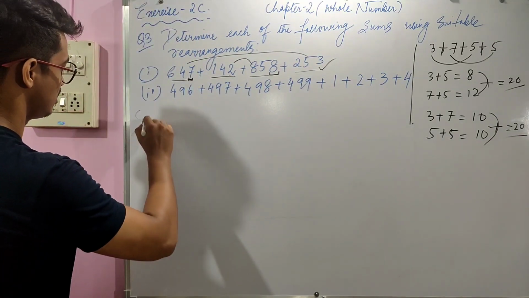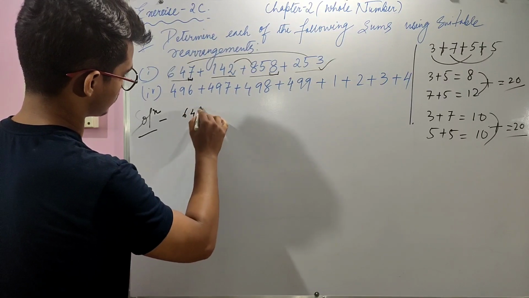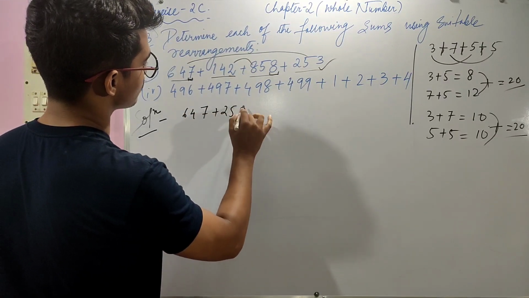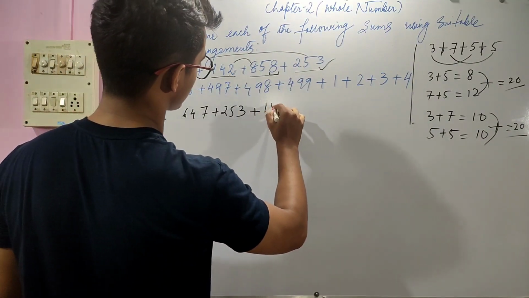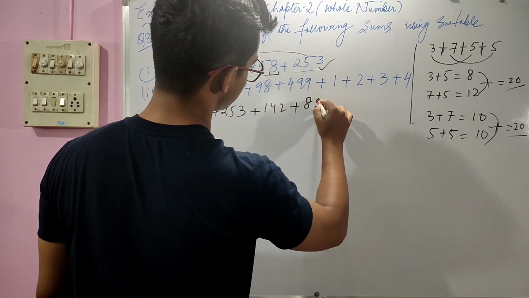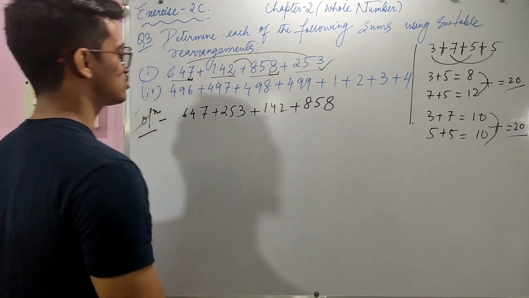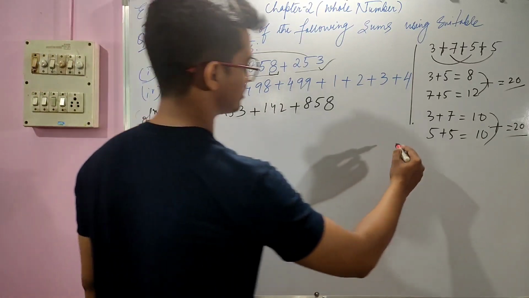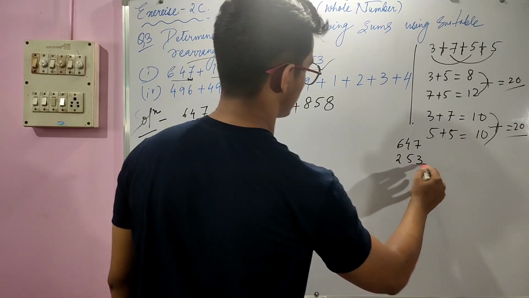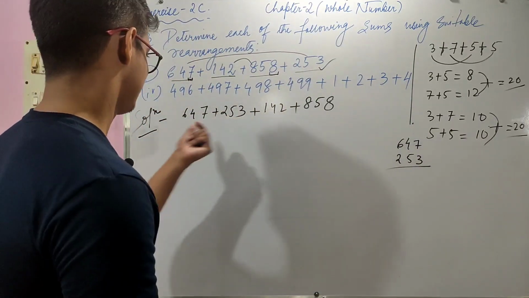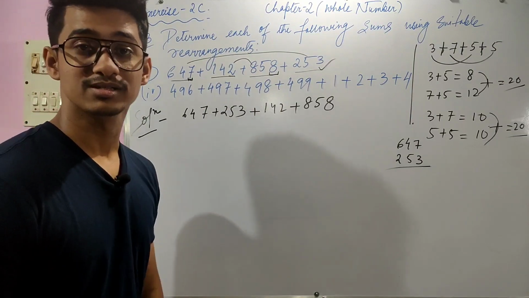So let's write down the answer quickly. 647 plus 253, that is our rearrangement, and then plus 142 plus 858, right? Now simply add these two numbers. You can do it whichever way you feel comfortable. For me, looking at the two numbers and doing the sum is very easy.